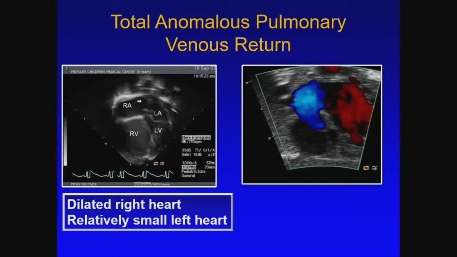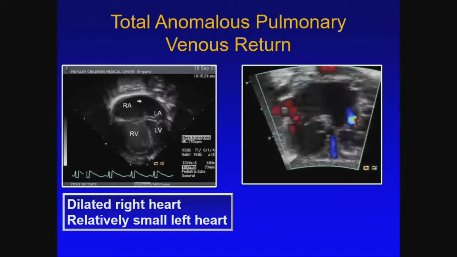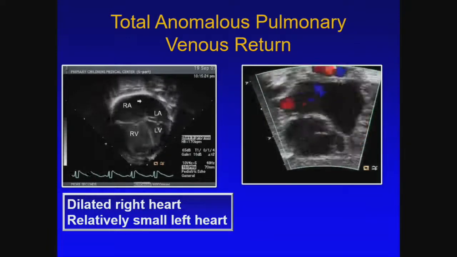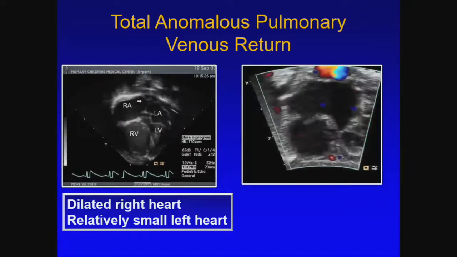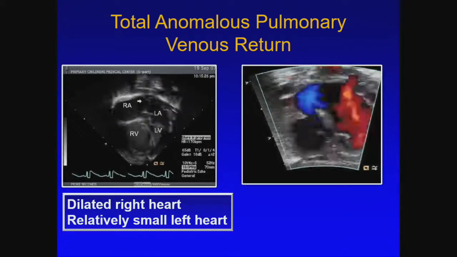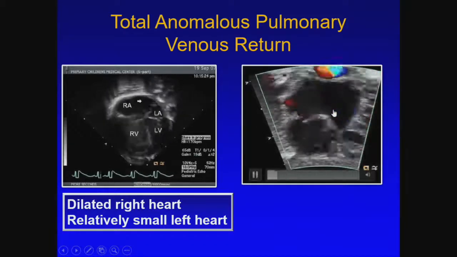There is dilated right heart. The left heart is small, but it is small not because it is actually hypoplastic. It is small because it is compressed by the dilated right heart. It is still apex forming and is functioning normally. And this is a very typical finding.